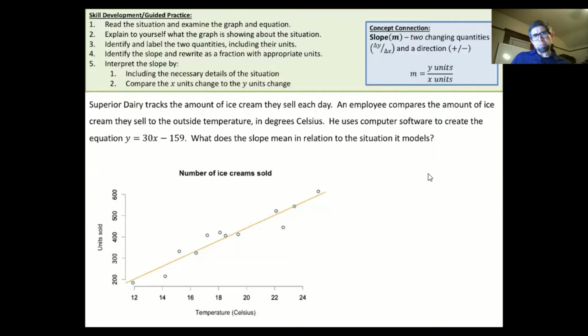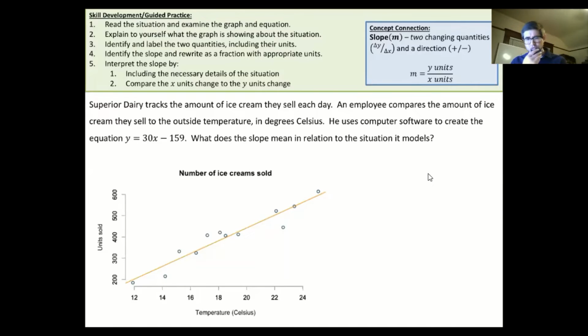Okay, so our learning objective is, again, to interpret the slope of linear models. All right, so let's read this problem first and see what it's talking about, and then we're going to go through the skill steps and see if we can interpret and explain what we see when we're talking about the slope of a linear model. First off, it says, step 1, read the situation and examine the graph and the equation. Okay, let's get a feel for what this problem is talking about.